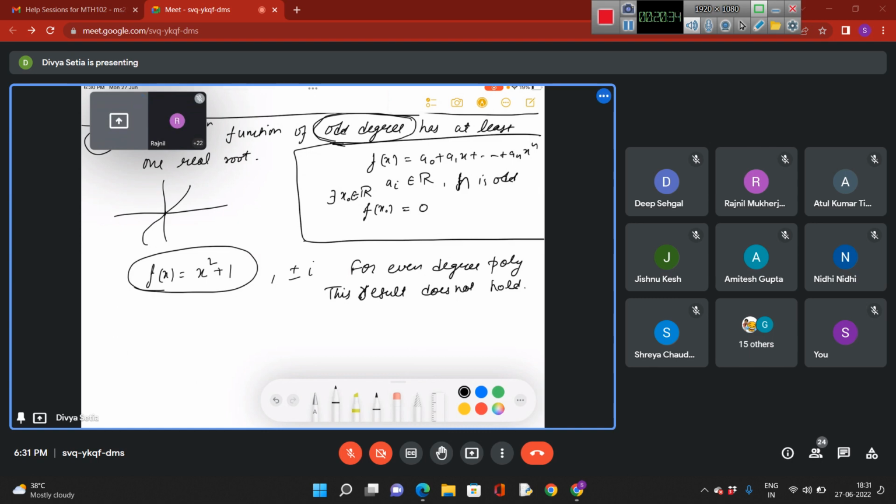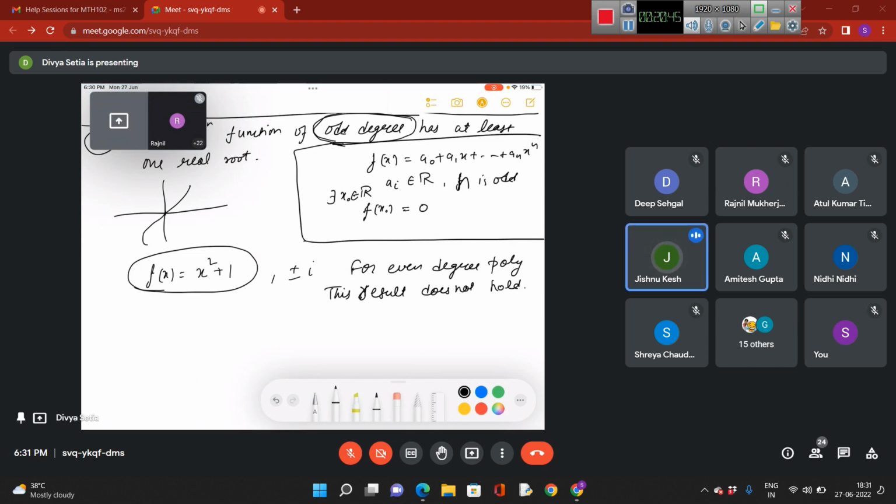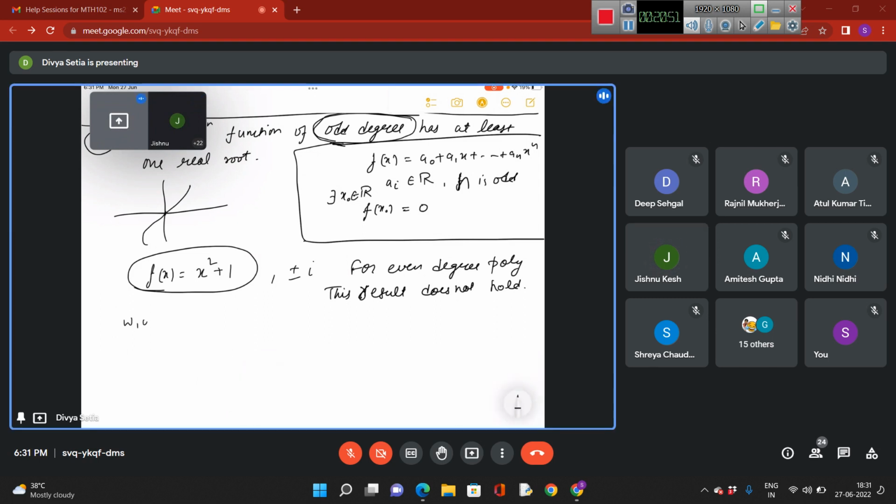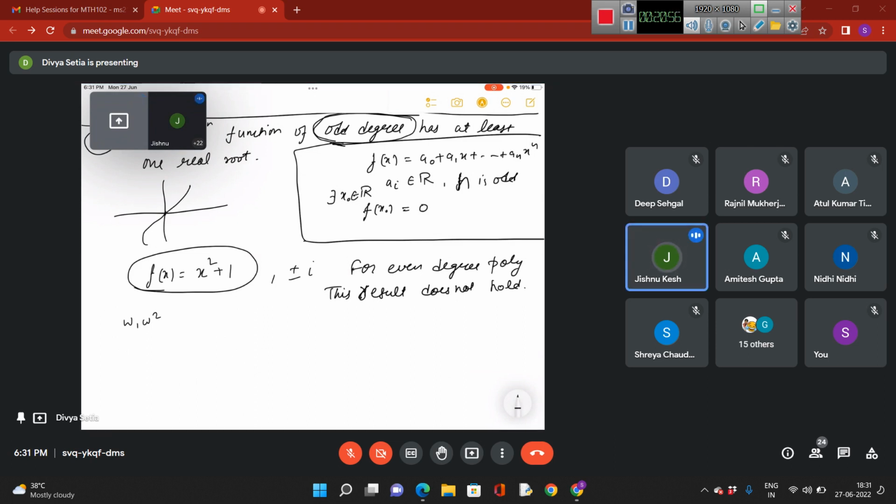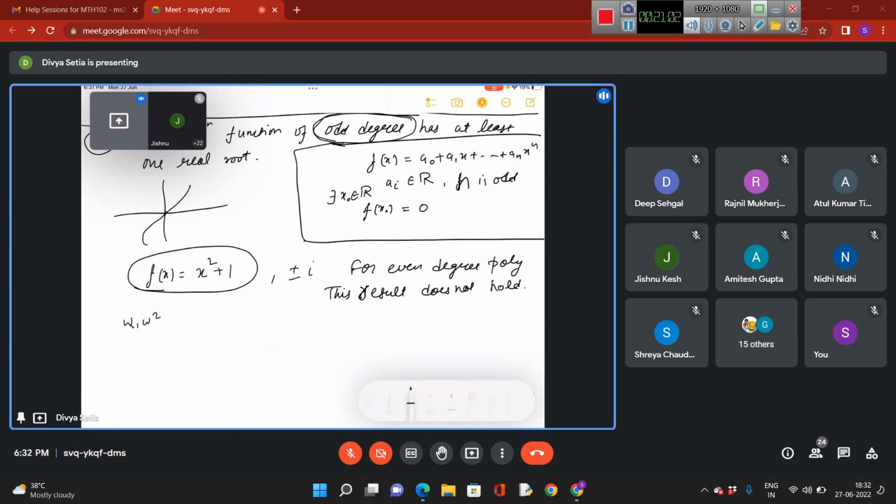What is so special about complex roots? Think on that line. Is it related to omega plus omega square plus 1 being 0, like the cube root of unity, something in complex numbers? No. Here we are not talking about just degree 3, we are talking about any odd degree.